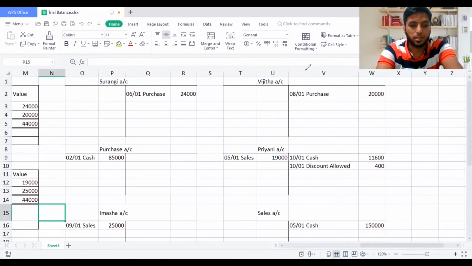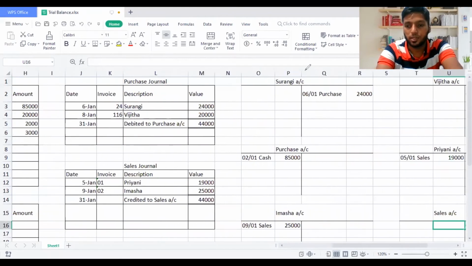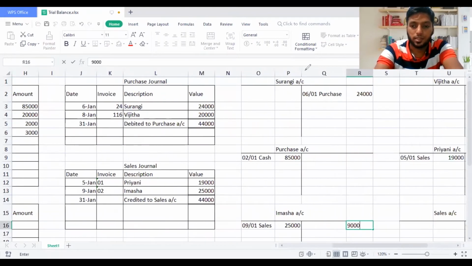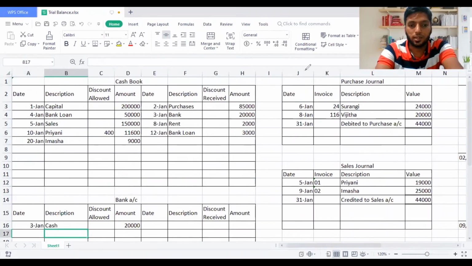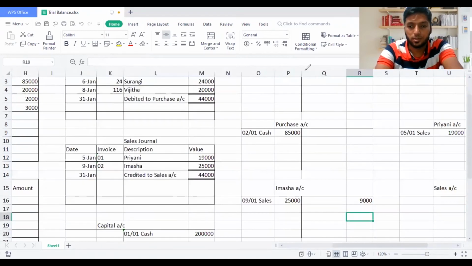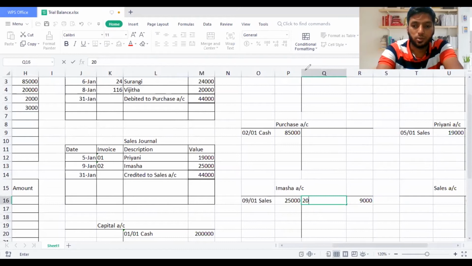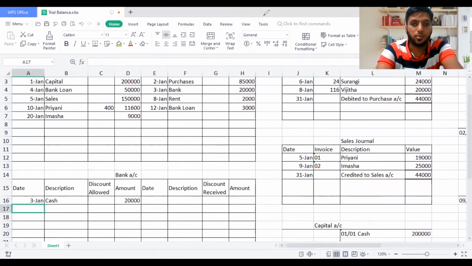Priyani Imasha. So see, they are making a payment. So for Imasha, we can write 9,000 on the credit side. And the date, what's the date? They give 20th January. So on 20th January, Imasha made a payment. We can write here cash. She paid from cash. So that's easy, guys. Then we move on to the next adjustment.